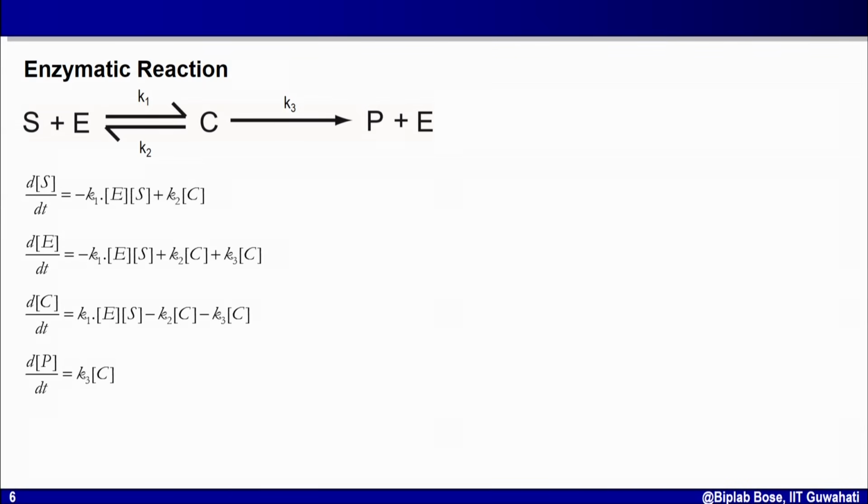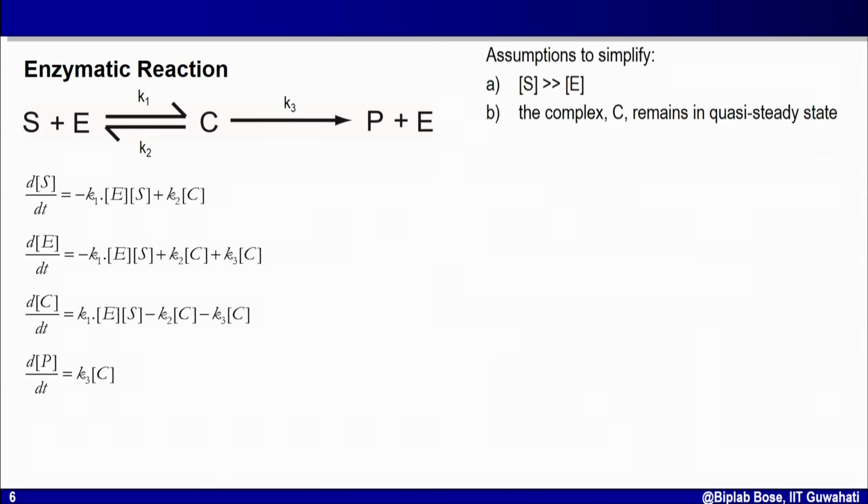So now proceed further. Let us make some further assumptions to simplify this ODE and write down the ODE representing the formation of the product. So we can make certain assumptions here. These assumptions you may have seen in a biochemistry textbook. One assumption is that the amount of substrate is much more than the concentration of the enzyme. That is the first assumption. That means you are considering the enzyme is in less concentration than the substrate. And the second assumption is the key one, that I am considering C, the complex formed between S and E, is at a quasi-steady state.